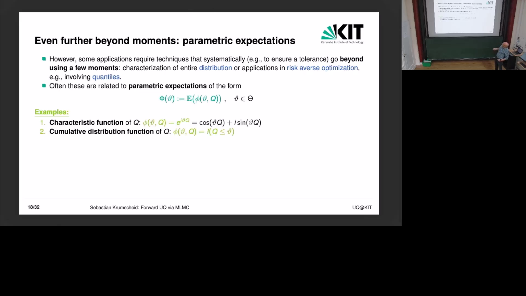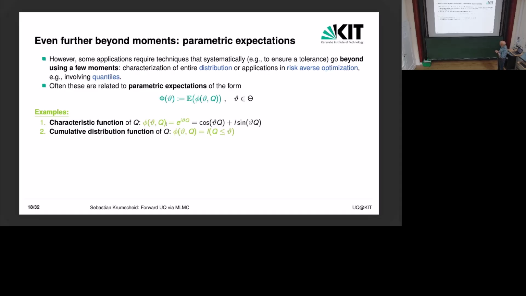Okay, so the approach that we came up with is that we start to look into parametric expectations. So we still have our quantity of interest here, but now what we're doing is we say, hey, there's another sufficiently nice function phi given to us, or we can choose as we like. And so this function phi now depends on two variables. There's a parameter theta and our random input. And now, therefore, I can take the expectation of this one. This is some function capital Phi of theta. It's a parametric expectation.